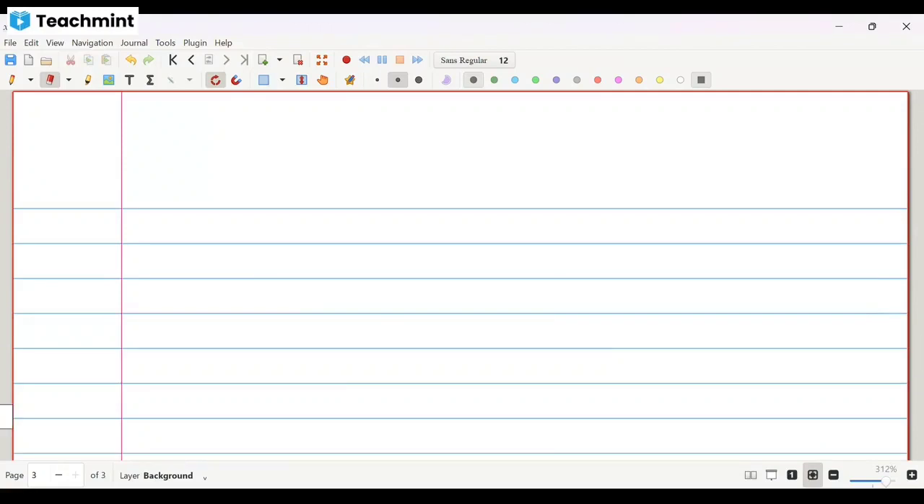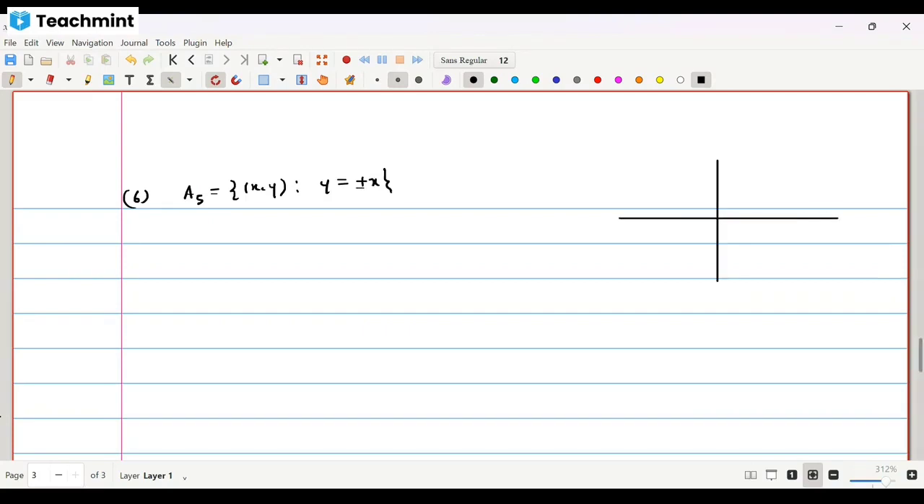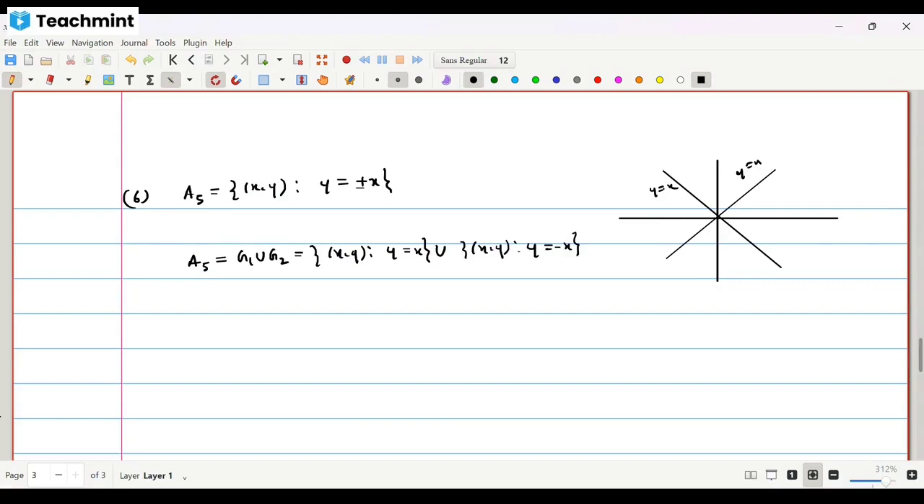Next one. A5 is the set of x comma y such that y is equal to plus or minus x. Is it connected? This one is the y is equal to x line, and this one is the y is equal to minus x line. Then I split A5, where A5 is equal to G1 union G2, where G1 is nothing but the set of x comma y such that y is equal to x line, union the set of x comma y such that y is equal to minus x line, right?